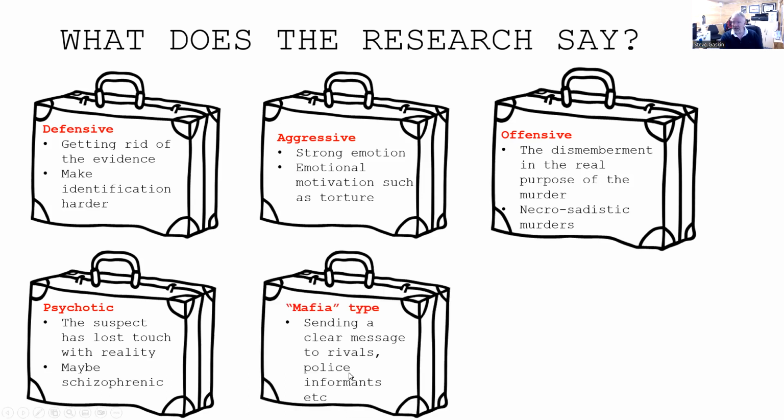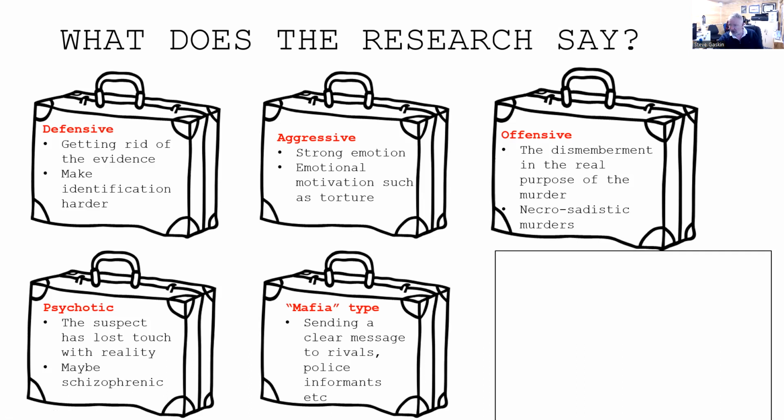And then the final one here is what I call a mafia type, where the person that commits the murder is sending a very, very clear message to rivals, police informants, or to the police, leaving a clue, either overt or quite subtle. But the reason why this person has been bumped off is because it's part of mafia or organised crime.